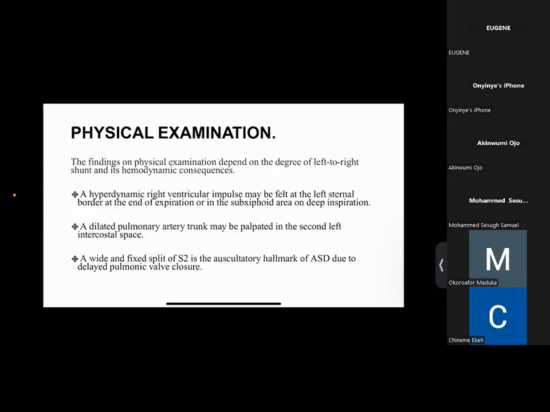For the physical examination, what we find depends on the degree of the left to right shunt and whether there are hemodynamic consequences from long-standing ASD that has possibly resulted in pulmonary hypertension.